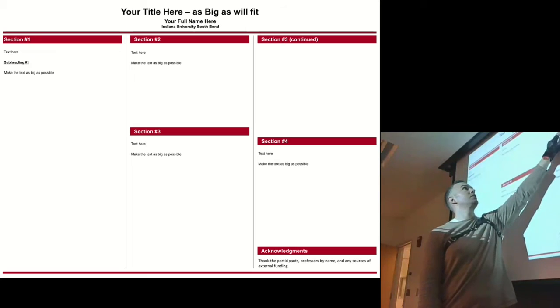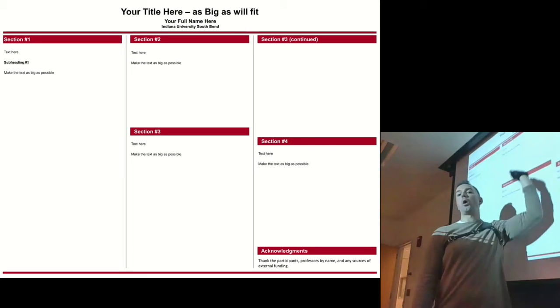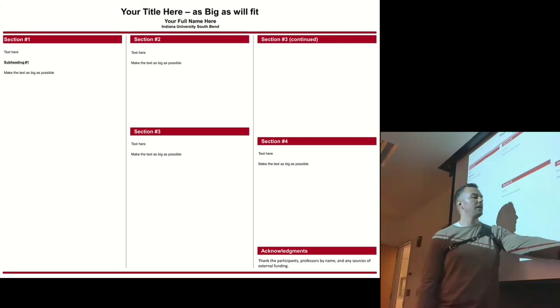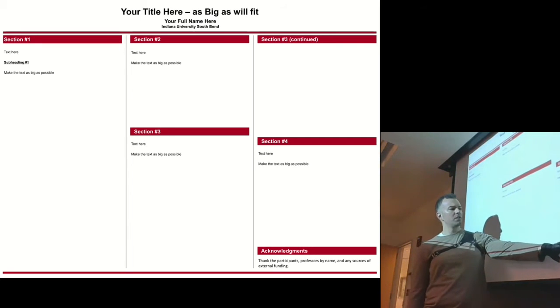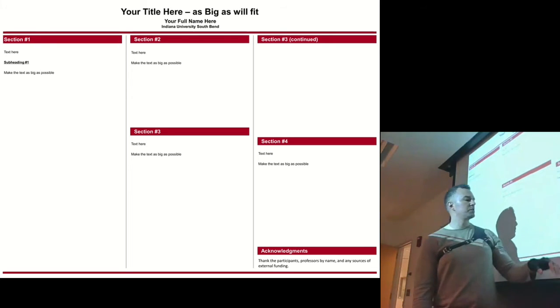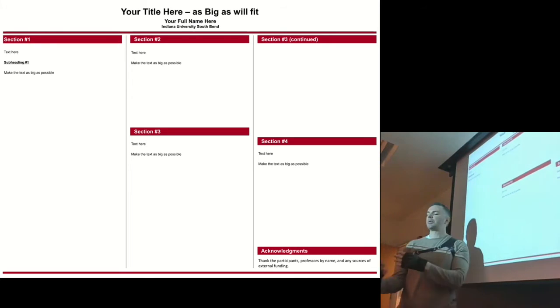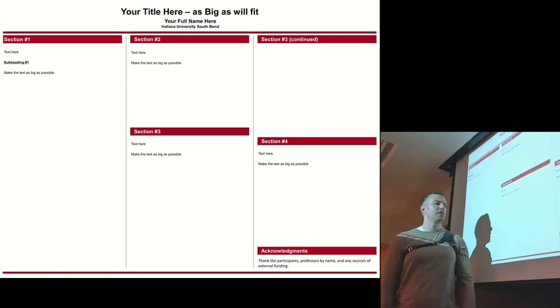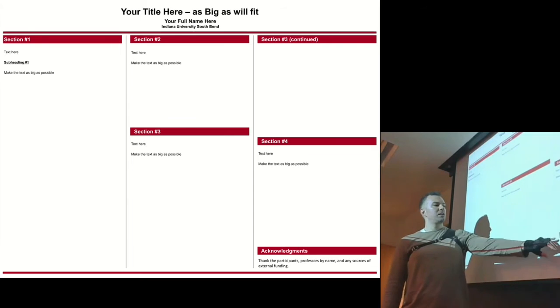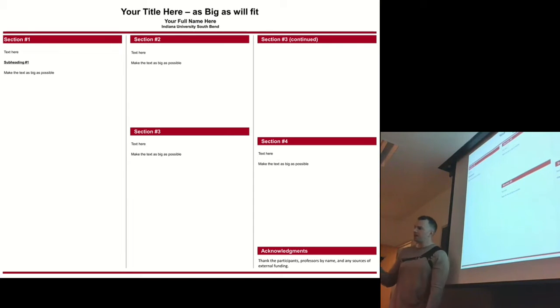I like to do the section 3 continued if you have to go another column over. And then we've got section 4 here. And then the acknowledgments, this is always a nice little thing to have. You can thank the participants, any professors by name, any external sources of funding, anybody that you would like to thank in your acknowledgments. And one nice thing about the acknowledgments is that they don't have to be a certain font size. So they're a great way to fill in that last little bit of space.